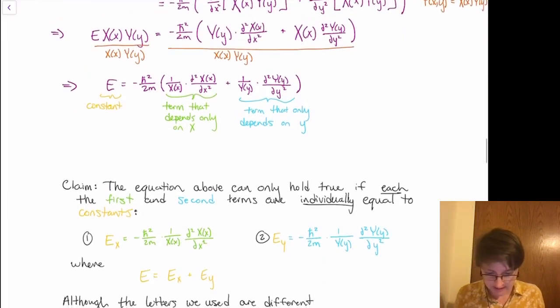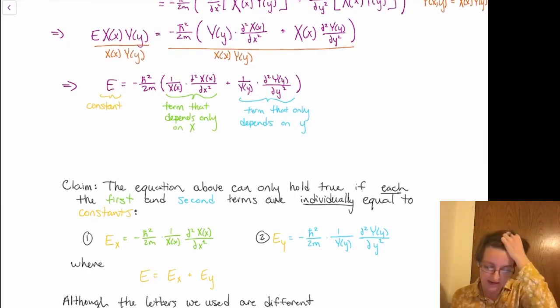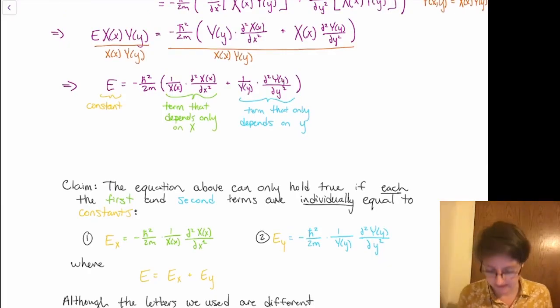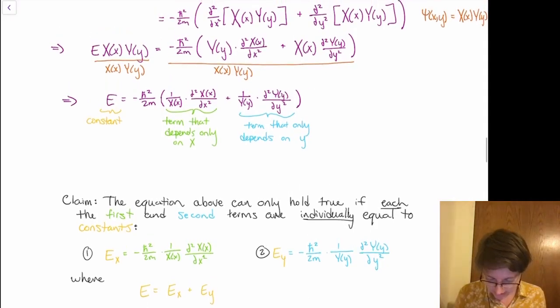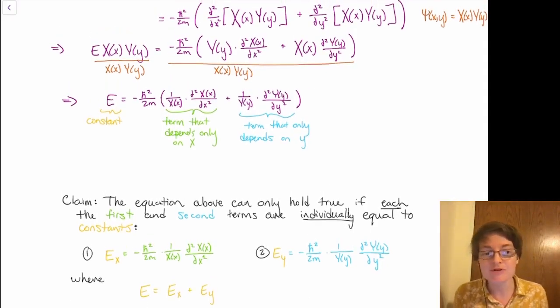I'm going to take my green function and set it equal to a constant. I don't know exactly what to call that constant, so arbitrarily I'm going to call it e sub x, although we'll see in a moment in the lecture that I'm really calling it e sub x because it corresponds to the energy component that's due to motion in the x dimension. And then I have a second equation, my blue equation, that says we're going to set this blue term equal to a different constant. We'll call it e sub y.